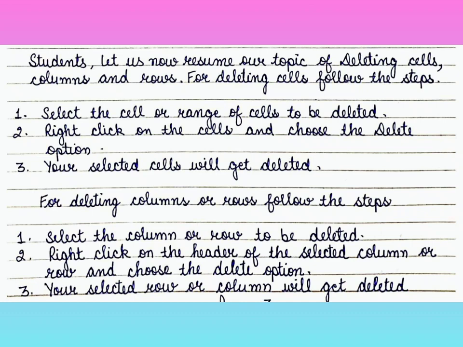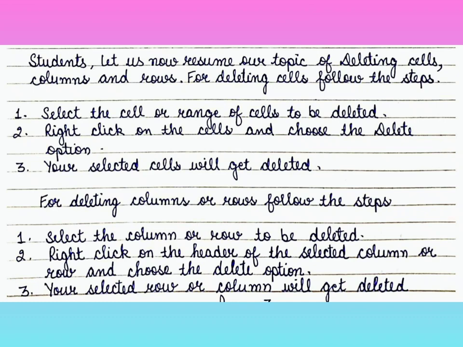Students, let us now resume our topic of deleting cells, columns, and rows. For deleting cells, follow the steps. Number 1. Select the cell or range of cells to be deleted. Number 2. Right-click on the cells and choose the delete option. Number 3. Your selected cells will get deleted.